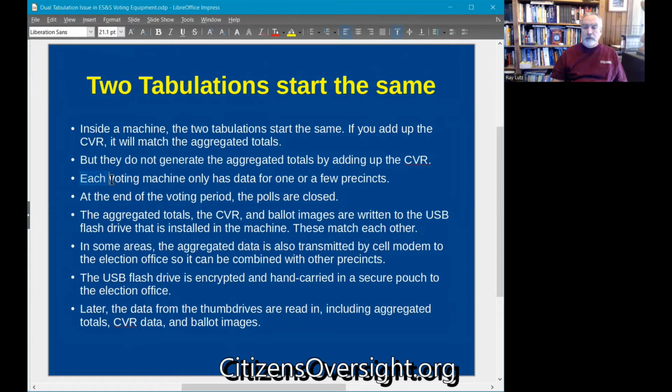Now, these voting machines may only have data for one or a few precincts, though some of them can have many precincts in them, like if you're in a voting center. But typically on election day, you're only going to have a few precincts in the machine. But you could have many precincts in there.